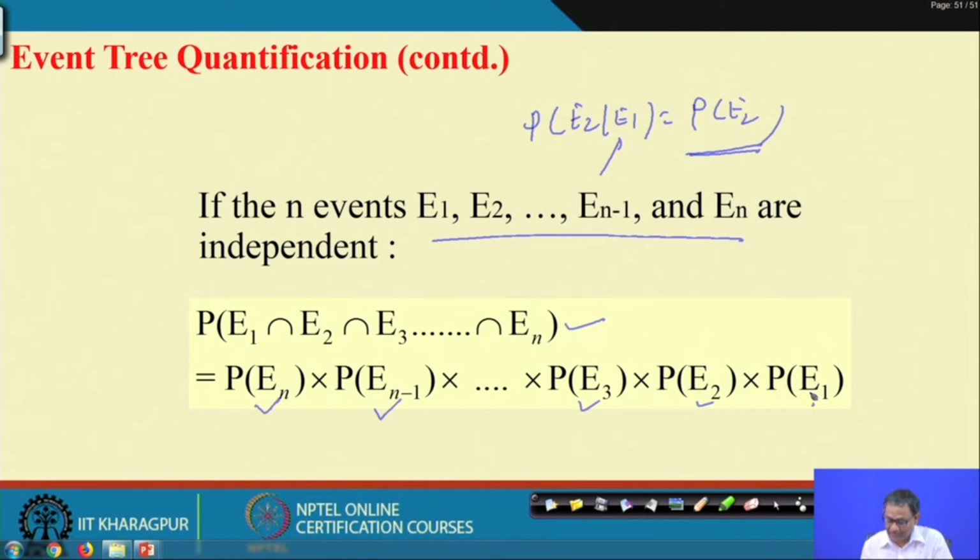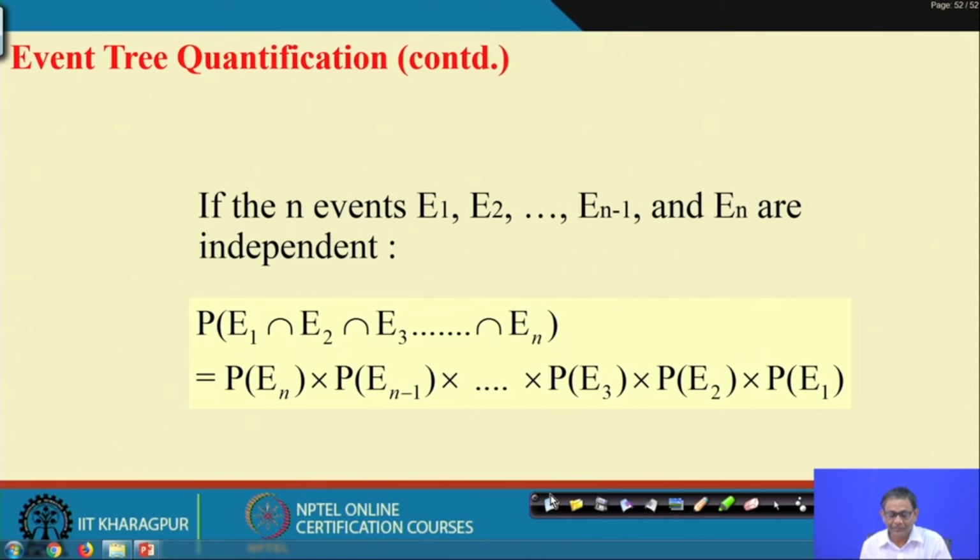So, when you develop the event tree, you must know whether the pivotal events are independent or conditional, and accordingly find the probabilities and then find the probability of the accident scenarios.